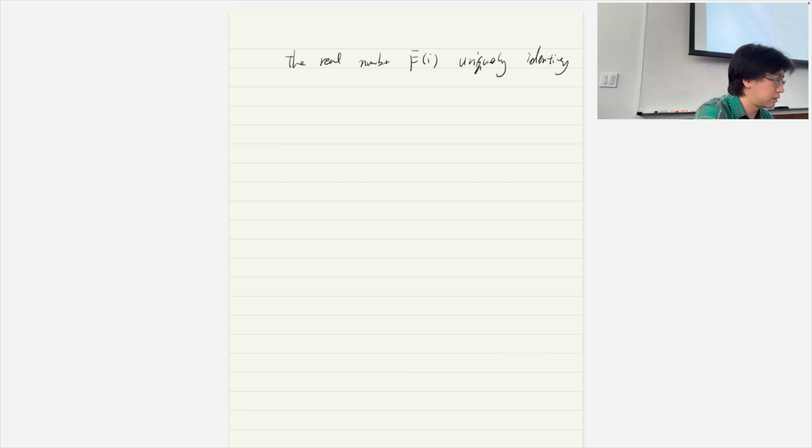But one thing we need to determine is, let's write it down: the real number Fi bar uniquely identifies the i-th source vector.